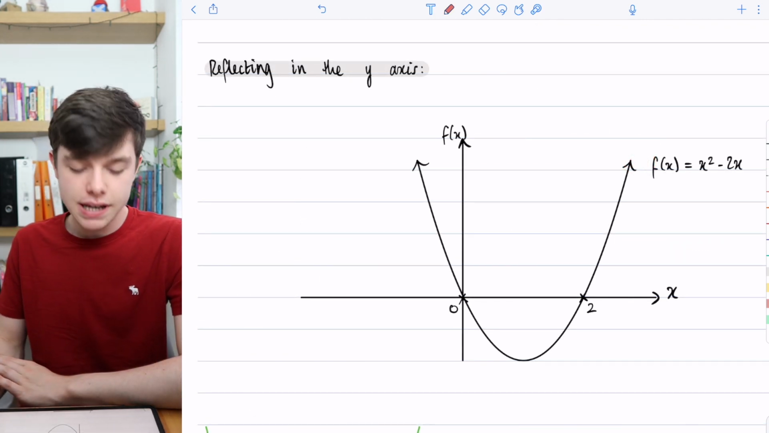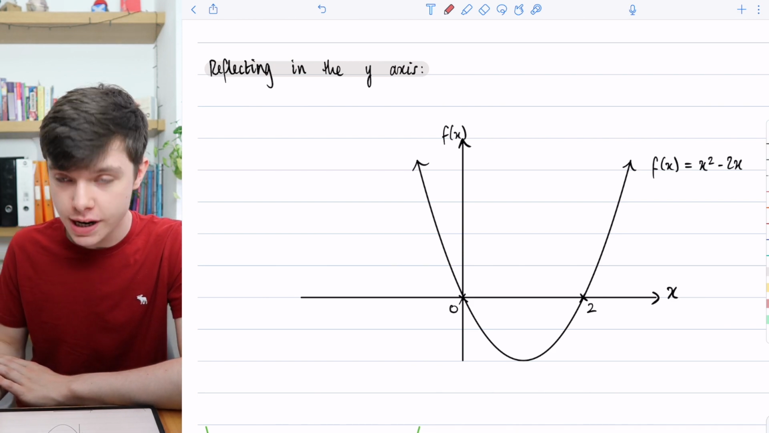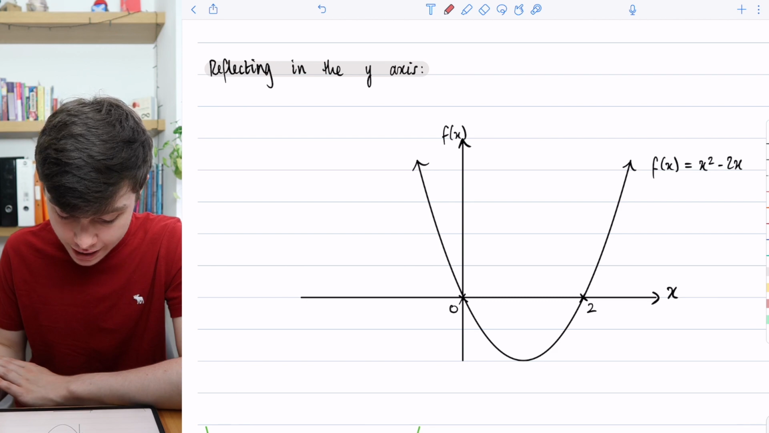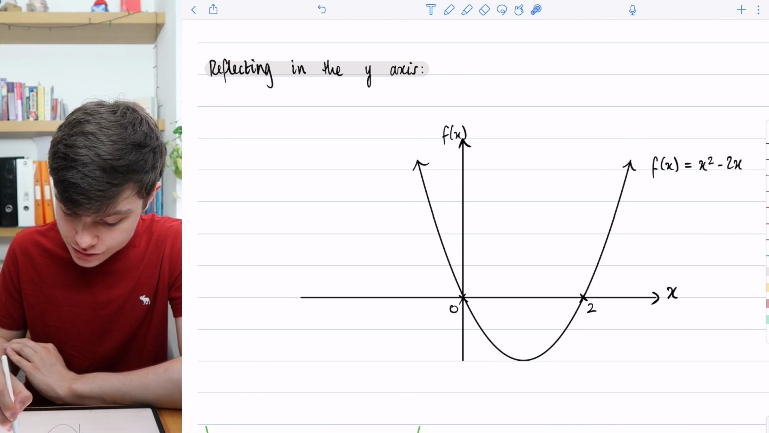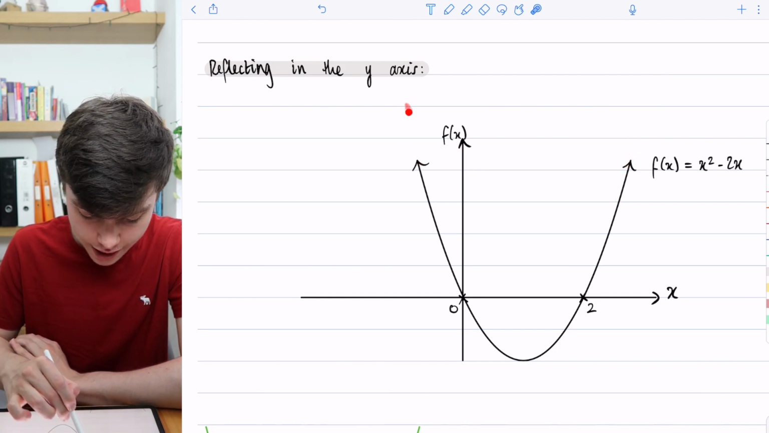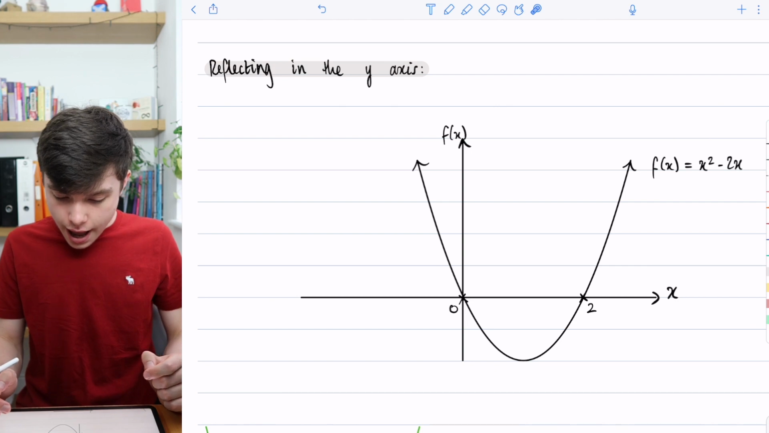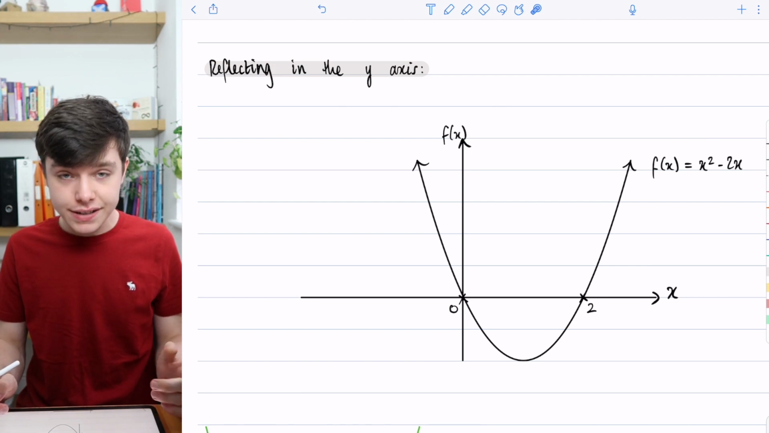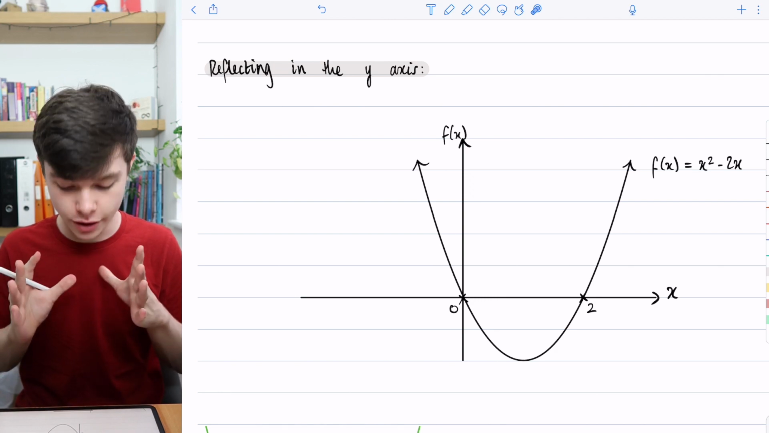Okay, so now let's have a look at how we can reflect in the y-axis. I've got a function here, x squared minus 2x, and I've got arrows on the function to indicate it's going to continue forever. It's continuing all the way up there. Let's say we have a look at reflecting that function in the y-axis. What does that actually look like on the graph?